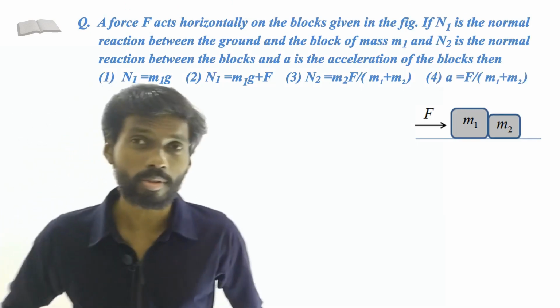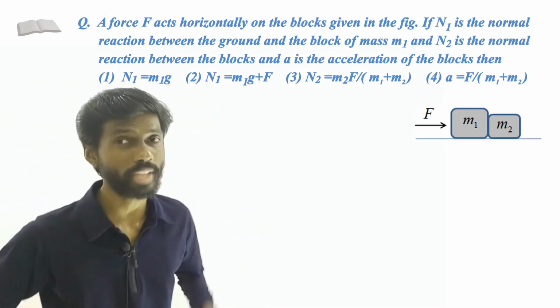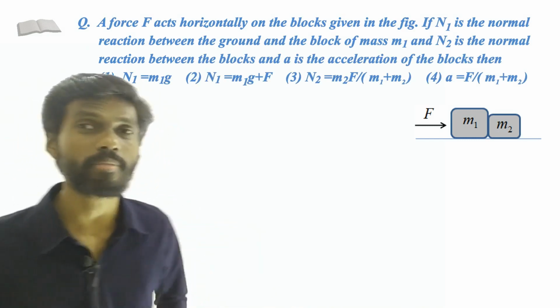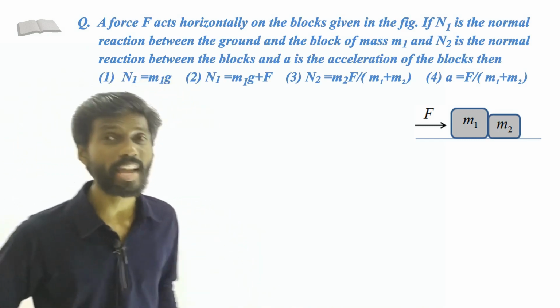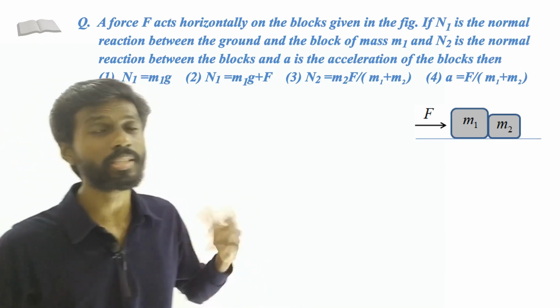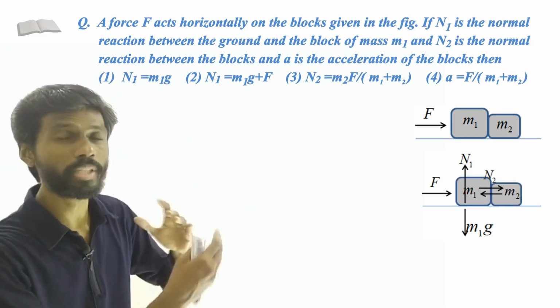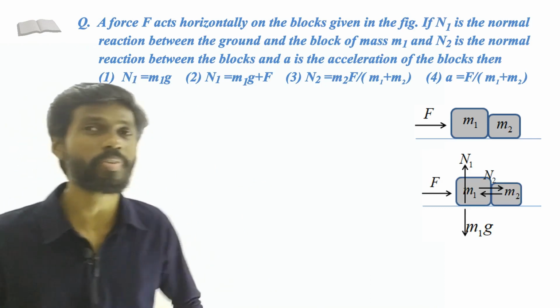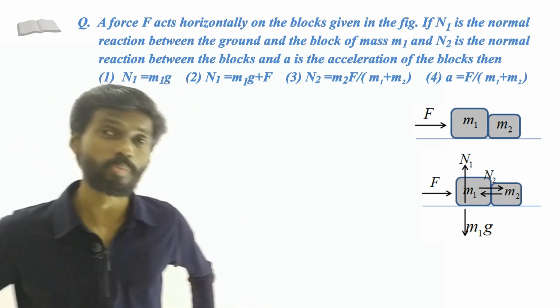Here we have two blocks of mass M1 and M2, and there is a force F acting on M1 in the horizontal direction. Note that the force F is not acting directly on M2. F acts on M1. In turn, M1 exerts a force on M2. So that force between the two blocks is called the normal reaction between the blocks, and that normal reaction is what we need to find.